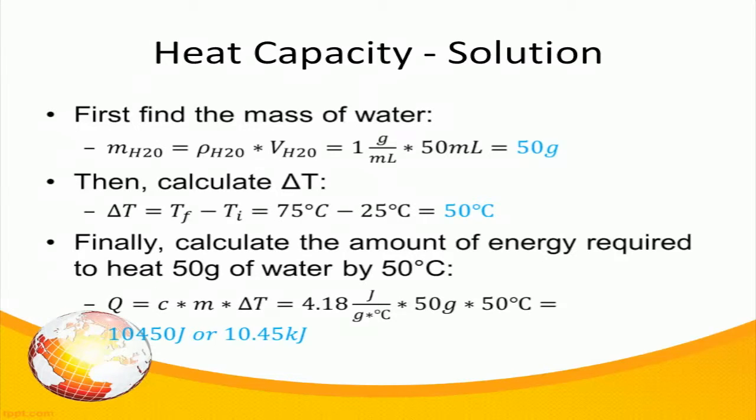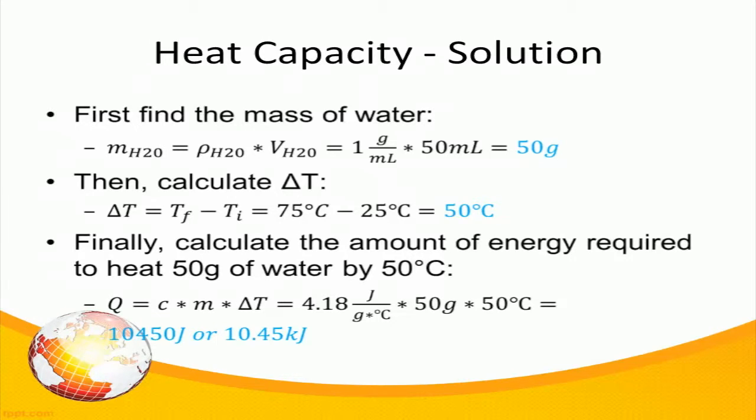Since we are heating the water from 25 to 75 degrees Celsius, the corresponding change in temperature is the difference between the final and initial temperatures of the water. Subtracting, we get a 50 degrees Celsius increase in the temperature of water.